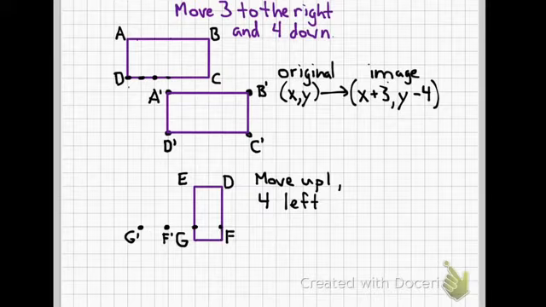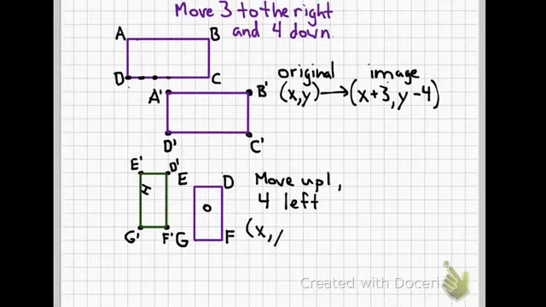Let's get rid of these. Now we're going to go up 1, 4 to the left to get to D prime, and up 1, 4 to the left to get to E prime. We have our new points. We'll change our color this time for our image, original, and now we need to write our translation.